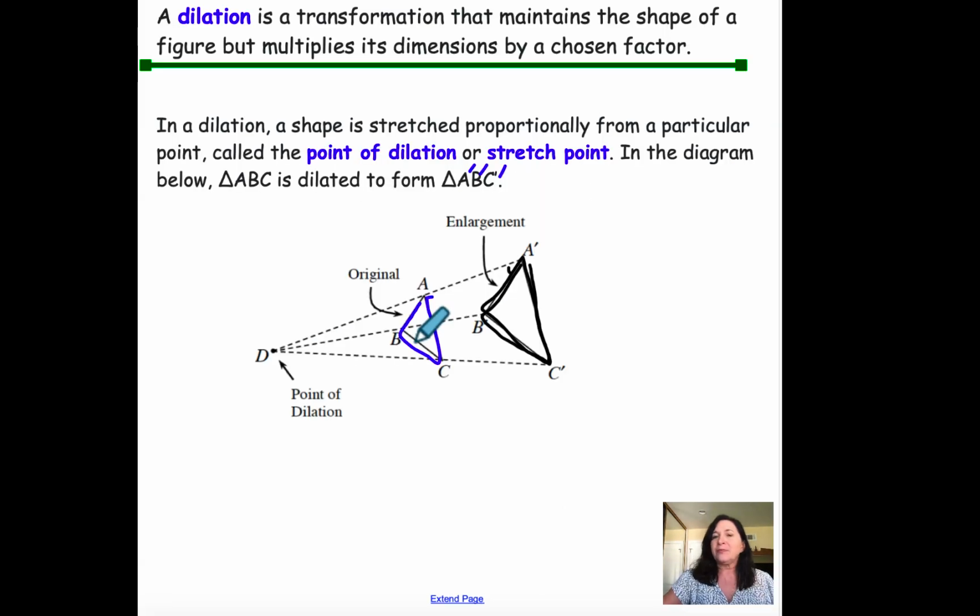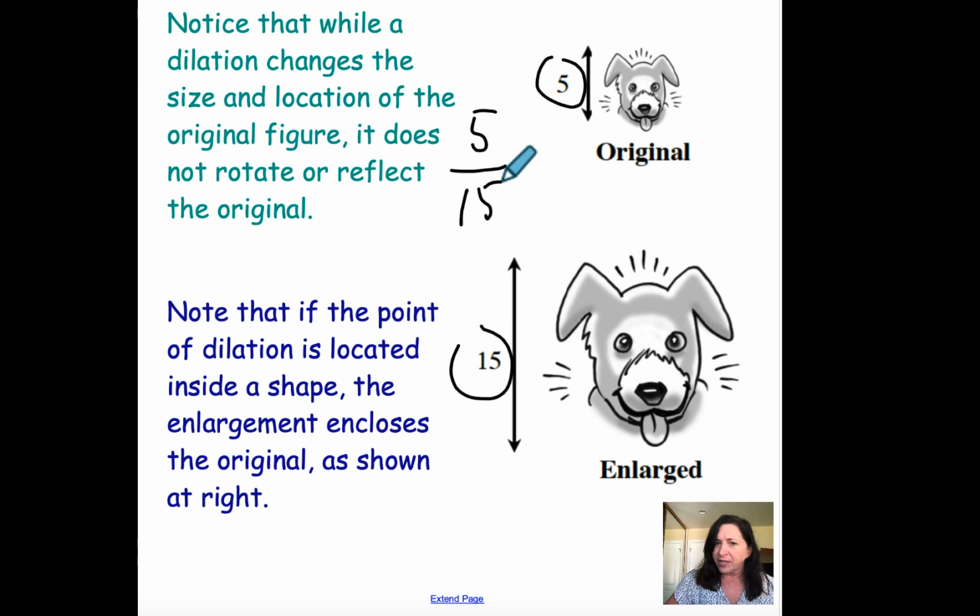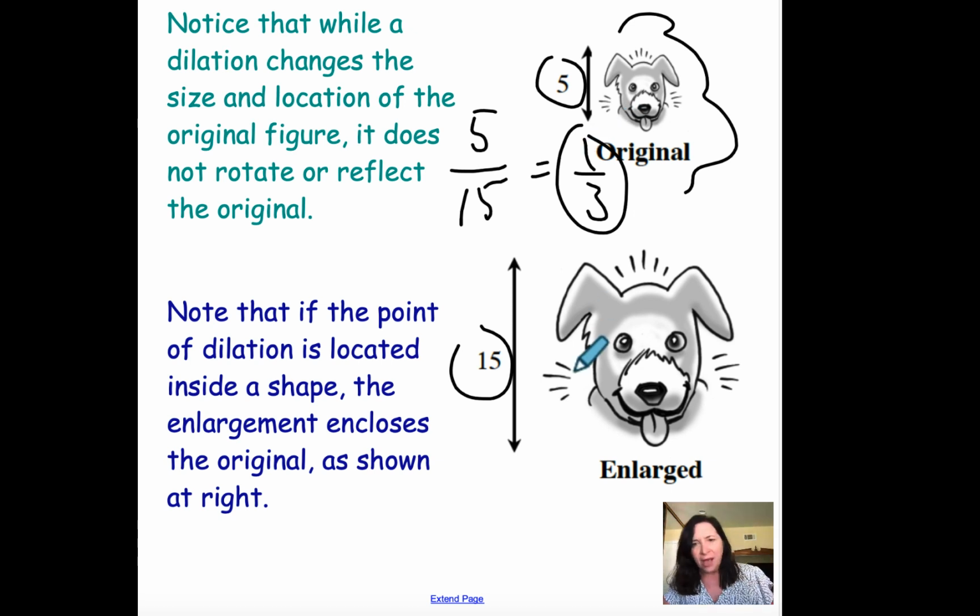Notice that while a dilation changes the size and location of the original figure, it does not rotate it and it doesn't reflect it; it just transforms it to be a bigger or smaller value. The dilation, the enlargement, encloses the original as shown. Here we have an enlarged figure. The scale factor would be 5 to 15, and 5 to 15 is 1/3. So this little doggy is 1/3 of that value. If you take this value, you're enlarging it by 3, or you're reducing it by 1/3.